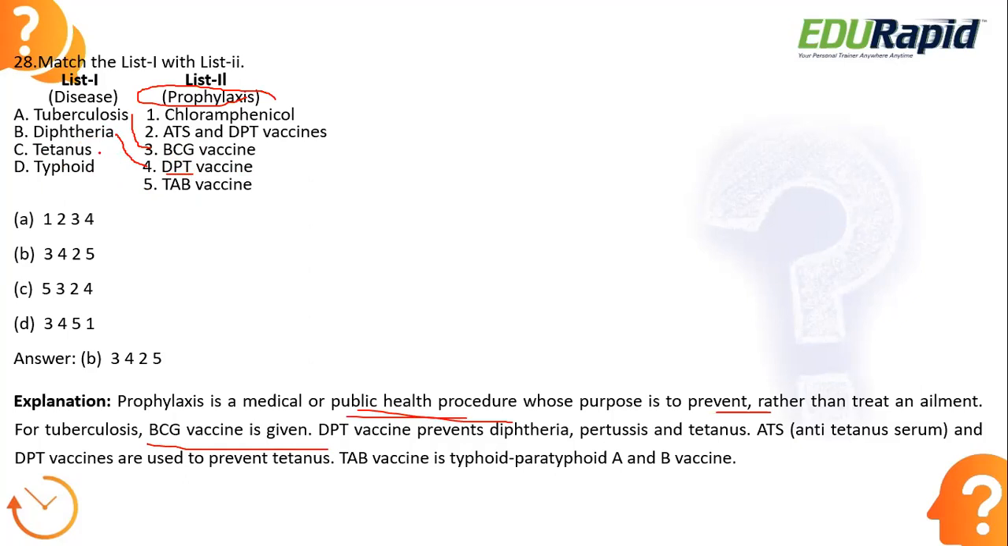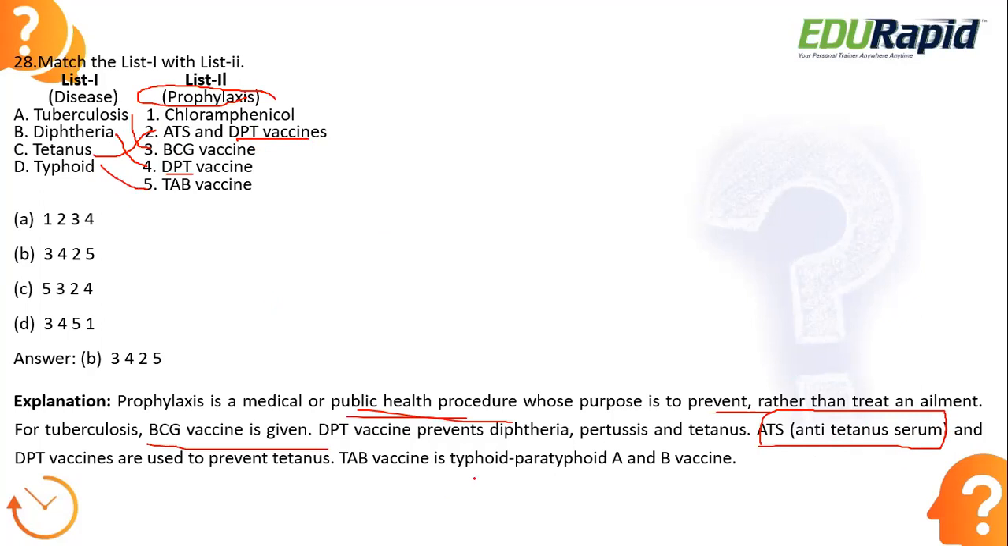Okay, here we have tetanus. For tetanus, basically ATS as well as DPT vaccines are provided. ATS is nothing but anti-tetanus serum, a specific serum to fight against tetanus. Along with that, DPT is also provided, for diphtheria, pertussis and tetanus. It is a compact vaccine here. And typhoid. To prevent typhoid in an individual, usually TAB is one of the vaccines that is administered.